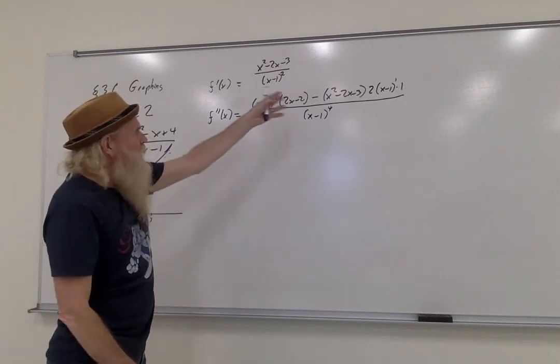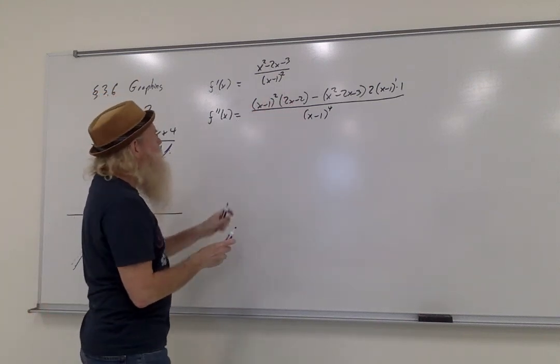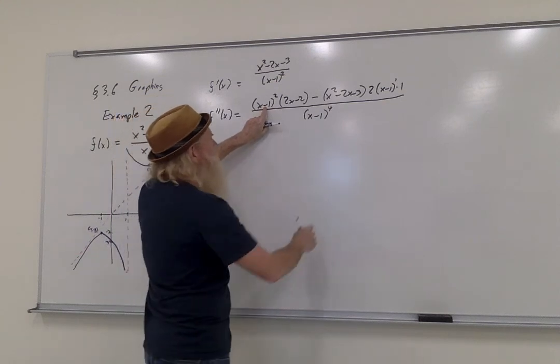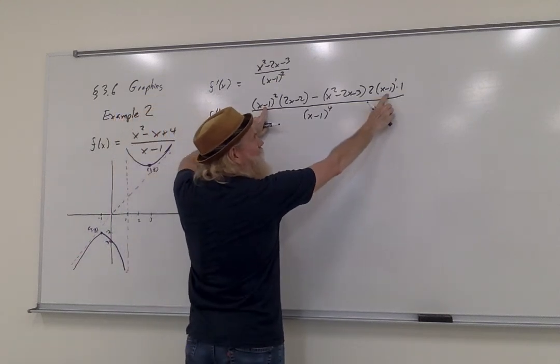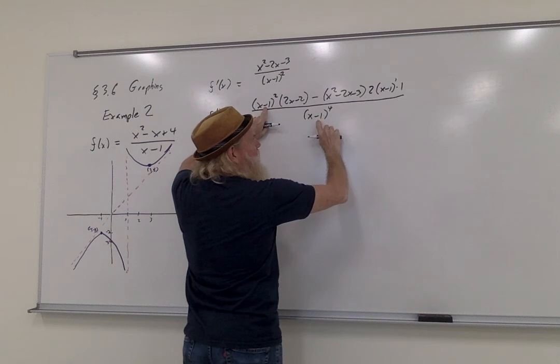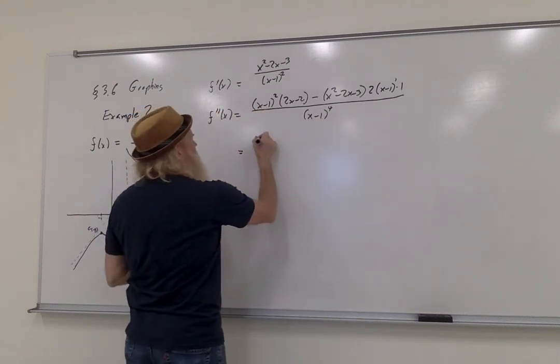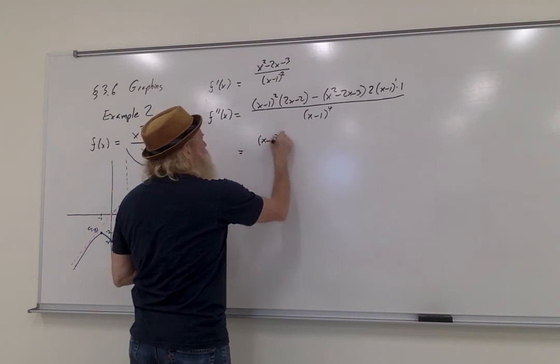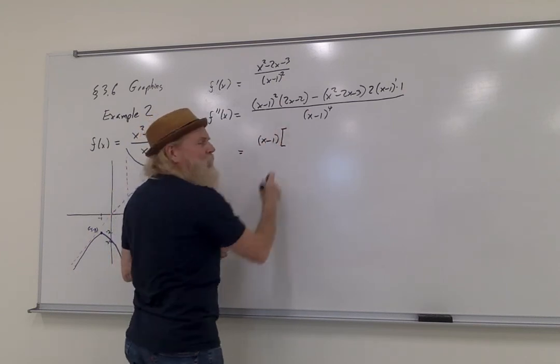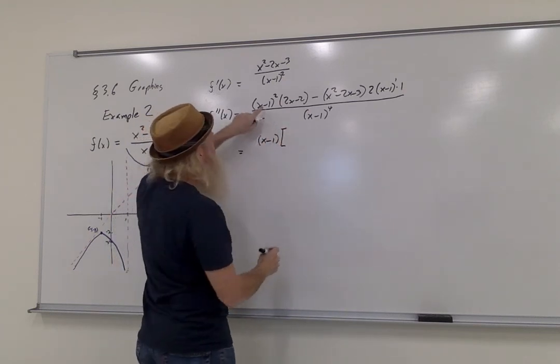Now before I go through and start multiplying all this out, notice that I have a common factor of x minus 1 here and here, which I'll be able to factor out and cancel with one of these x minus 1s in the denominator. So let's do that. Let's factor out an x minus 1 from the numerator and see what remains inside.